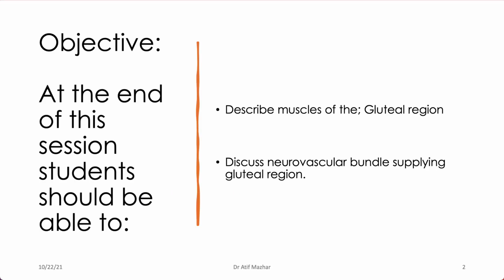My objectives are, first, we'll be looking at the muscles present in the gluteal region. We'll look at their proximal and distal attachments, their actions and their nerve supplies. Then we'll be discussing their arterial supplies, nerve supplies and venous drainage accordingly, and their clinical application. Especially we'll be talking about the placement of intramuscular injection, deep intramuscular injection.